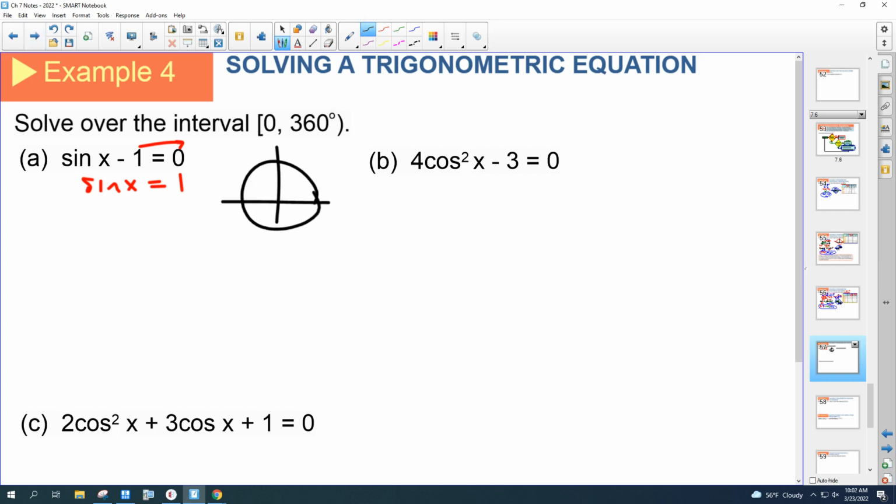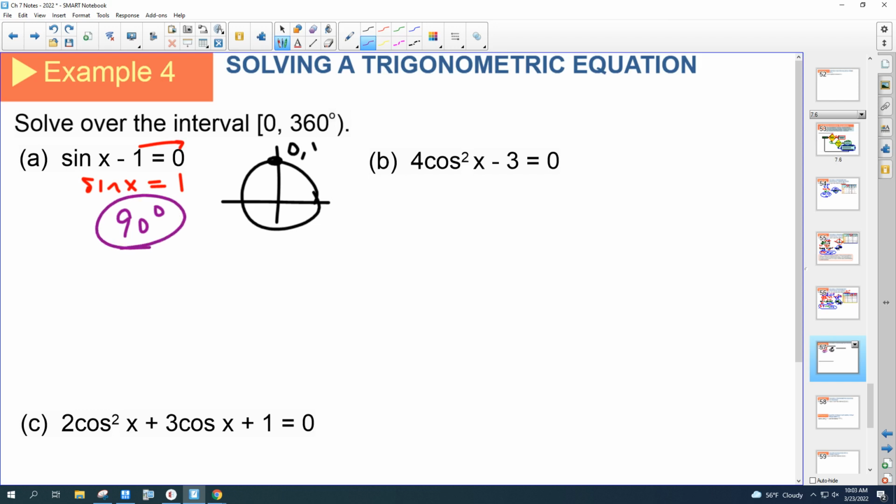In other words, think about where the y-coordinate equals 1. There's only one place where the y-coordinate equals 1. That's 90 degrees. A lot of times there's more than one answer. In this case, there's only one. It's 90 degrees.